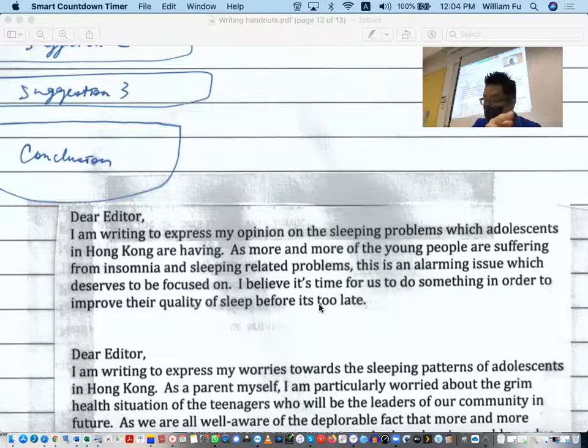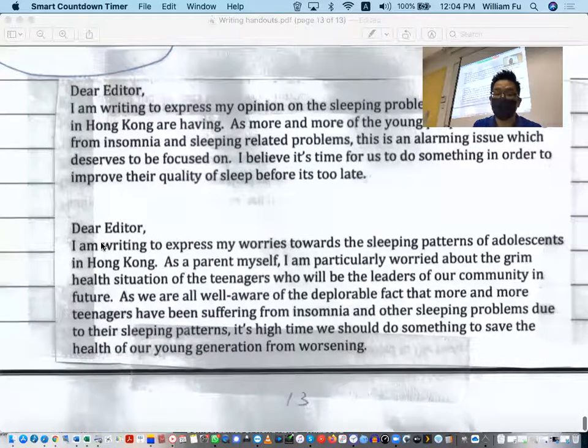So let me discuss the second one first. "I'm writing to express my worries towards the sleeping patterns of adolescents in Hong Kong. As a parent myself, I'm particularly worried about the grim health situation of the teenagers who will be the leaders of our community in future. As we are all well aware of the deplorable facts that more and more teenagers have been suffering from insomnia and other sleeping problems due to their sleeping patterns, it's high time we should do something to save the health of our young generation from worsening."